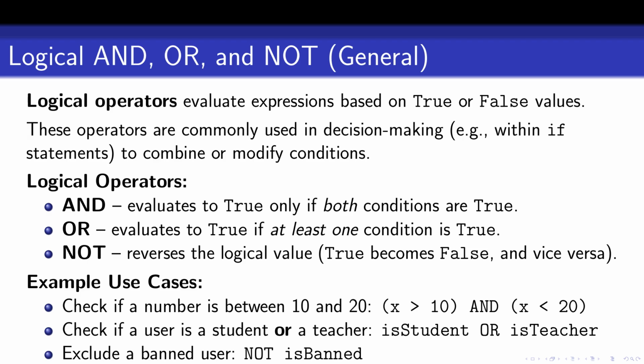For example, if a person must be both over 18 and have an ID to enter a club, that's a logical AND. If a person can enter with either a ticket or a pass, that's a logical OR. And if you want to exclude someone who's banned, that's where NOT comes in. These operators form the backbone of complex decision-making logic.